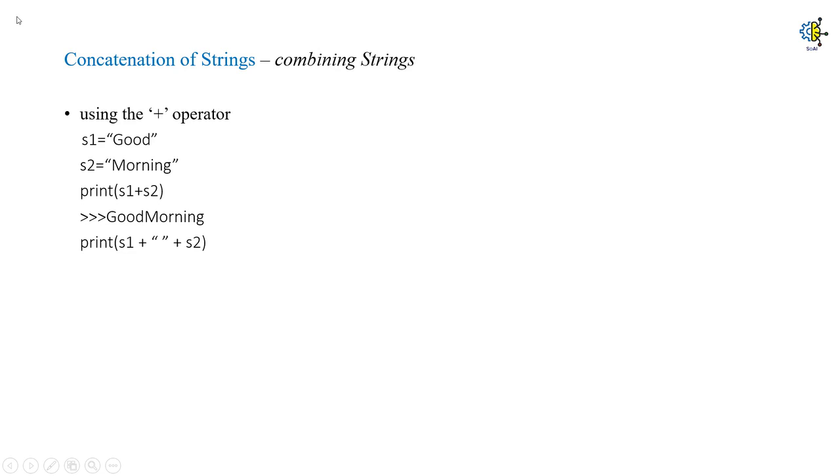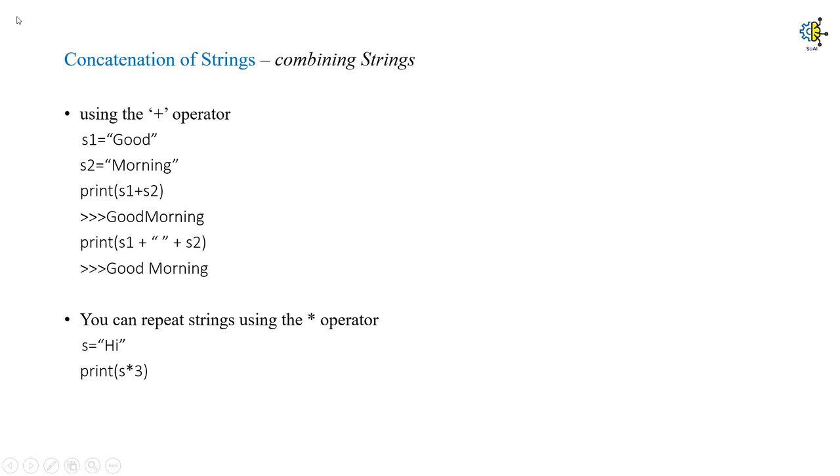Now, if I want to print a space in between these two words, I can do so by simply concatenating a blank space in between these two words, such as S1 plus blank space plus S2. Now the output would be good morning with a blank space in between the two strings. You can also repeat strings using the star operator. Let's take an example. Here I have a string called hi. What happens if I print S star 3? The output would be hi 3 times.